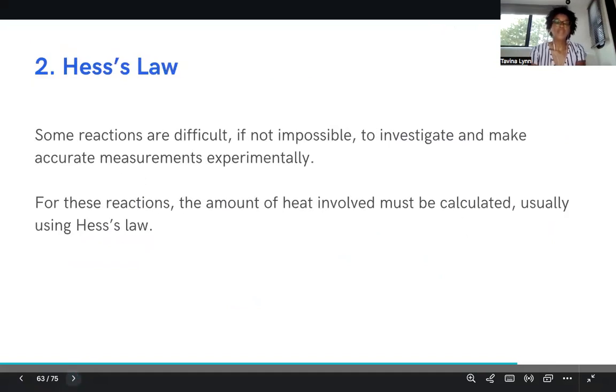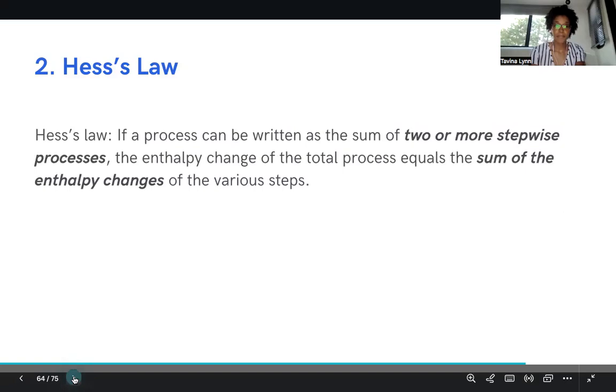So why do we use Hess's law? There are some reactions that may be difficult or impossible for us to actually do experimentally, right? And so instead, we can use experimentally determined values for different steps of the reaction to calculate the overall change in enthalpy. So this is Hess's law.